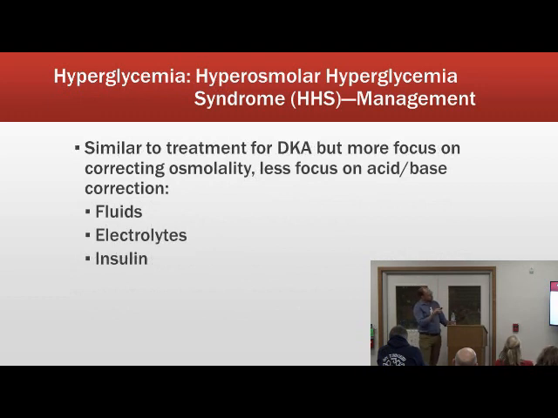HHS, the treatment is really more about the osmolality. It's really not so much about the metabolism. It's things like their sodium and their potassium and all this other stuff. And those folks, you actually want to bring them down gently. The brain doesn't like big, huge shifts, so you slowly bring them down. Anyway, that's kind of the spiel.